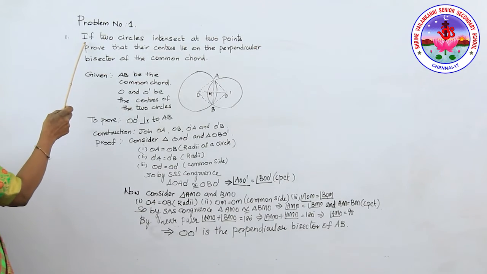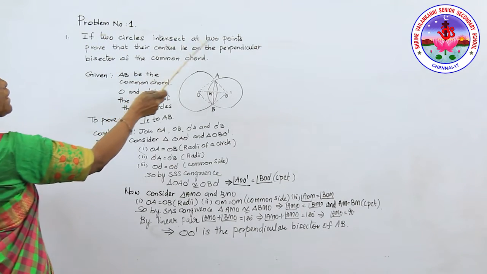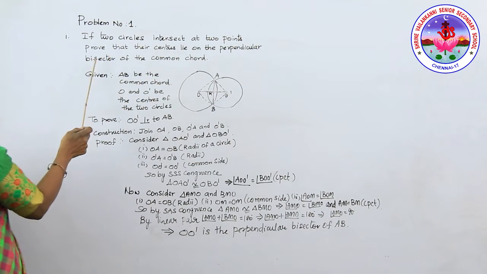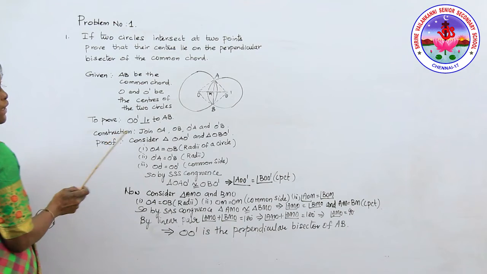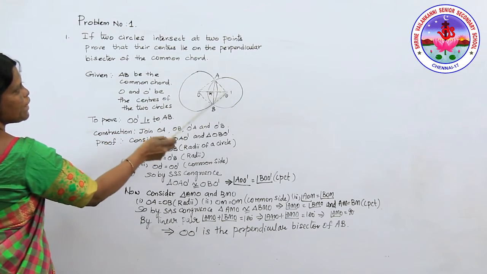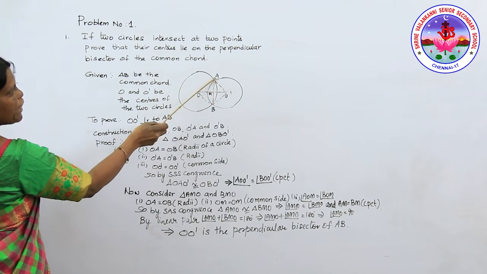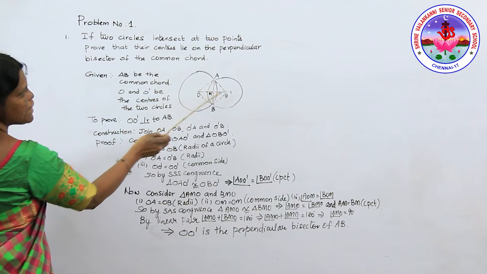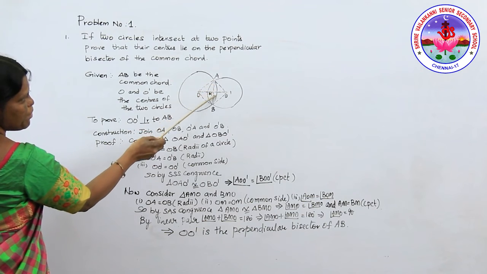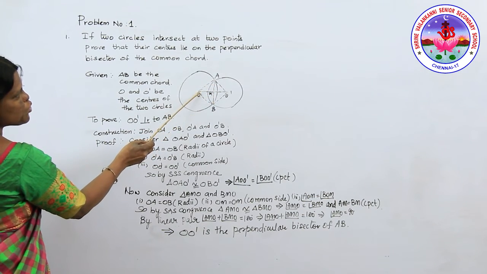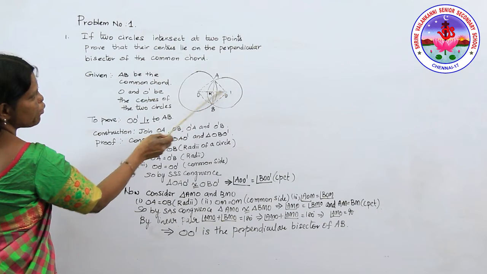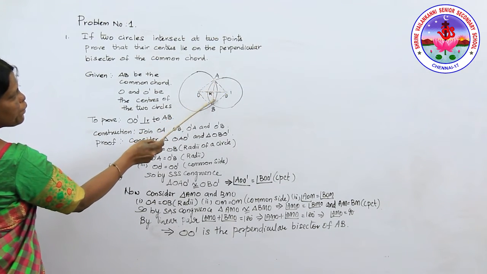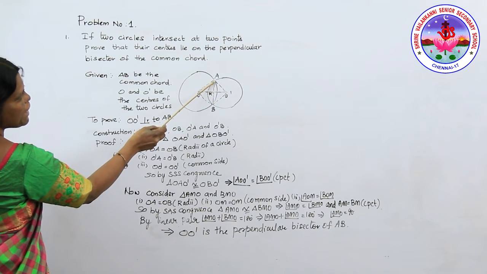Problem number 1. If two circles intersect at 2 points, prove that their centers lie on the perpendicular bisector of the common chord. I have drawn two circles which intersect at the points A and B. I am joining AB, which forms a common chord, and we are joining the centers O and O dash. I want to prove that OO dash is perpendicular to AB as well as it bisects AB into two equal halves.